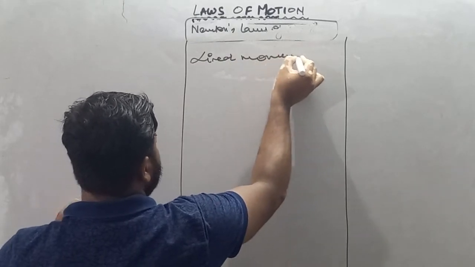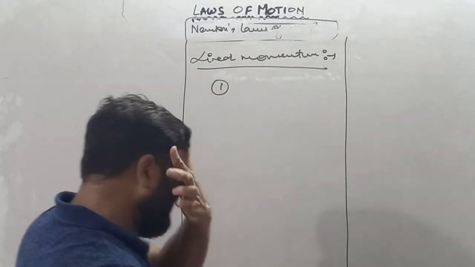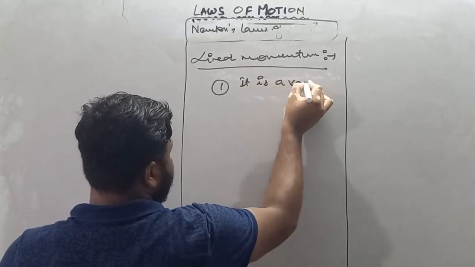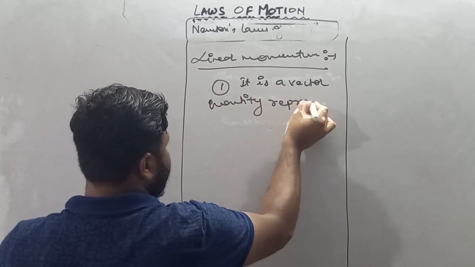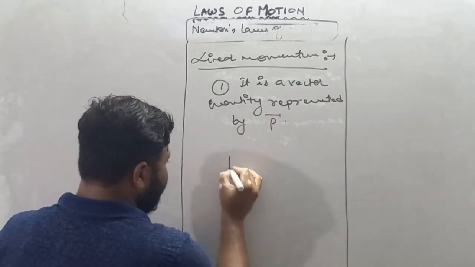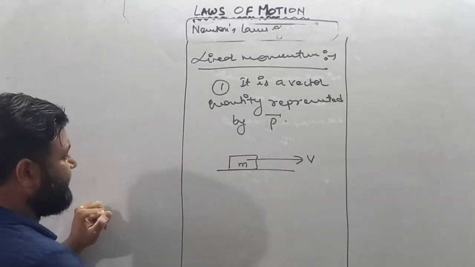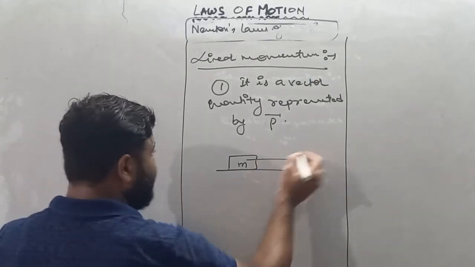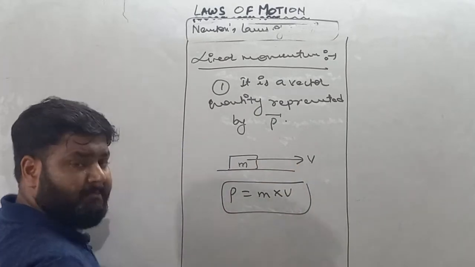The first thing about linear momentum is, it is a vector quantity and it is represented by p vector. Now see, if a body carries mass m and is moving with velocity v, then its linear momentum is nothing but mv, that is mass into velocity.